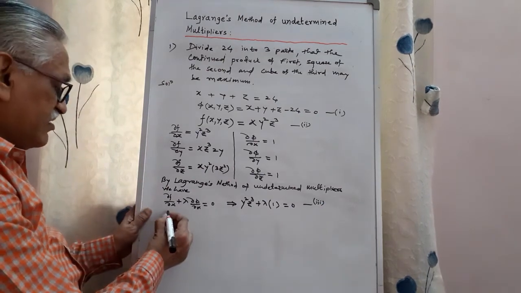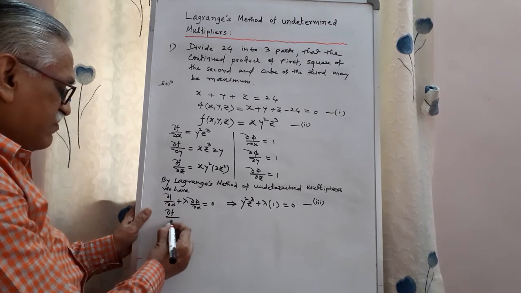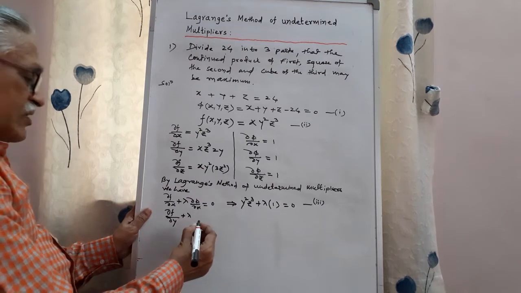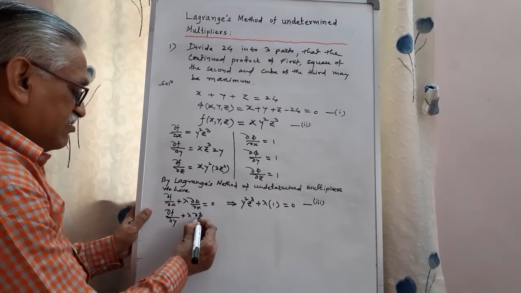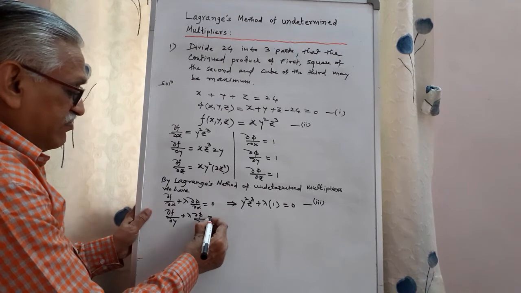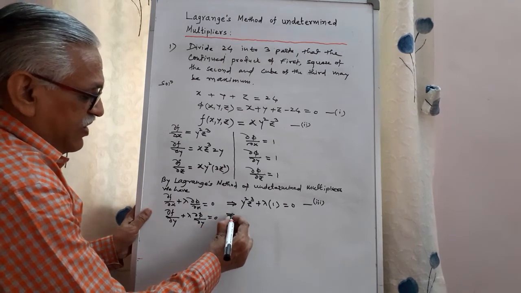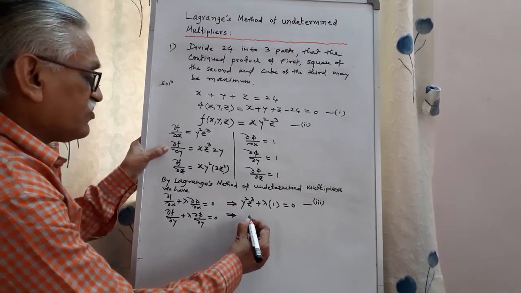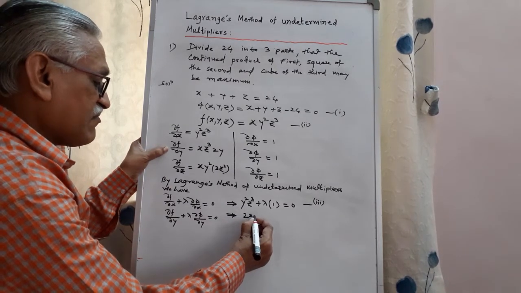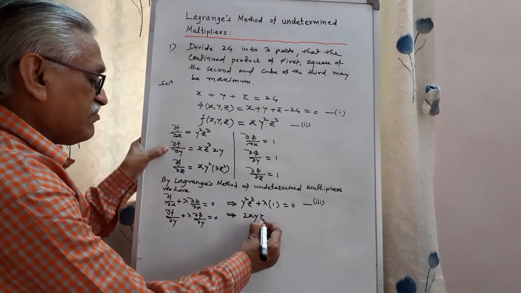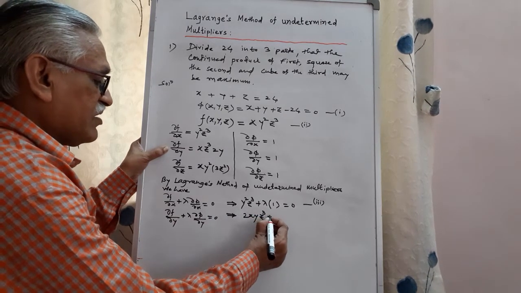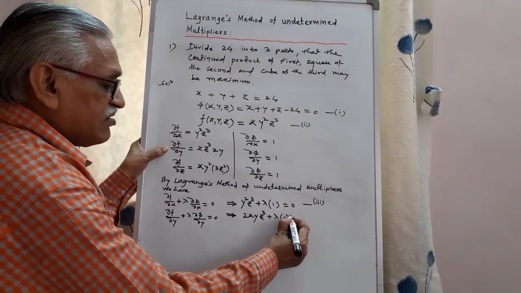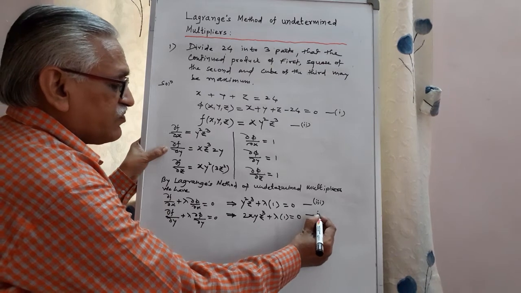Then second, dou f by dou y plus lambda dou phi by dou y implies, substituting the values, it is 2xy z cube plus lambda into dou phi by dou y, again 1, equals to 0. Equation 4th.